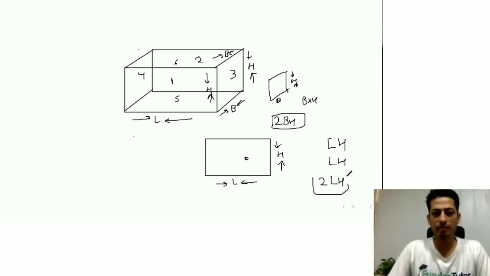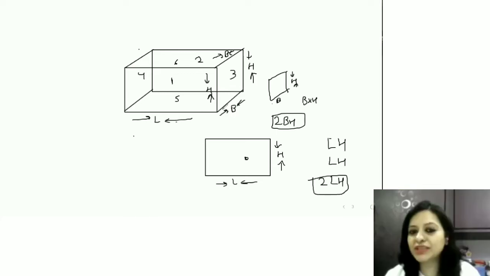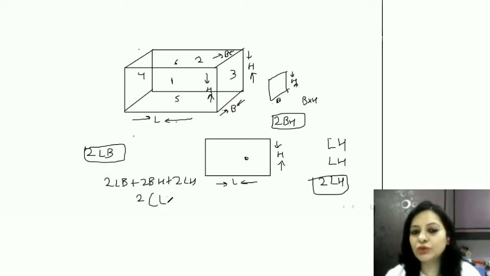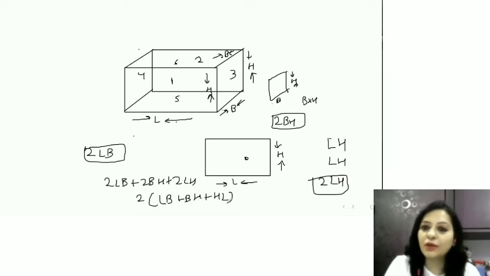And then again, if we talk of the top and the bottom, you could see L and B. So 2LB we'll get for top and bottom. Now, if we add all these, we'll get 2LB plus 2BH plus 2LH. And if you take common 2, you will get LB plus BH plus HL. That is how we get the formula for total surface area of a cuboid.